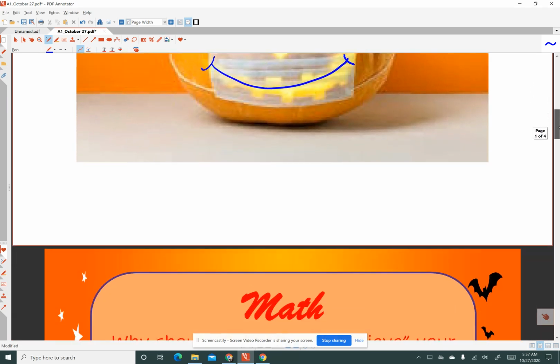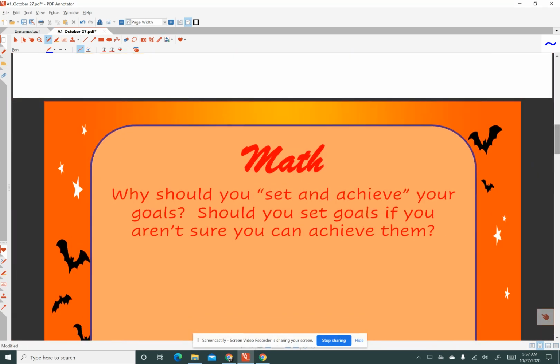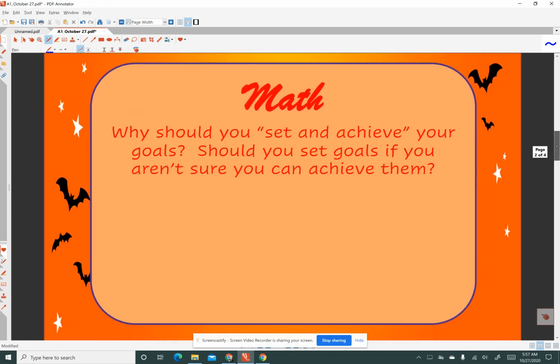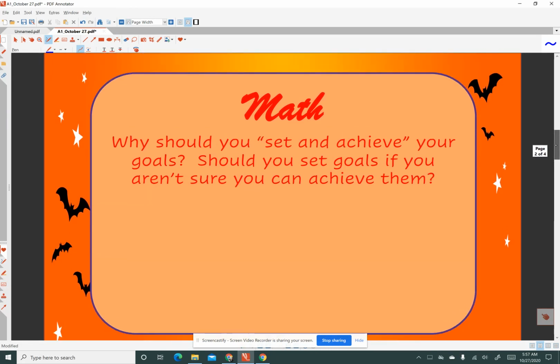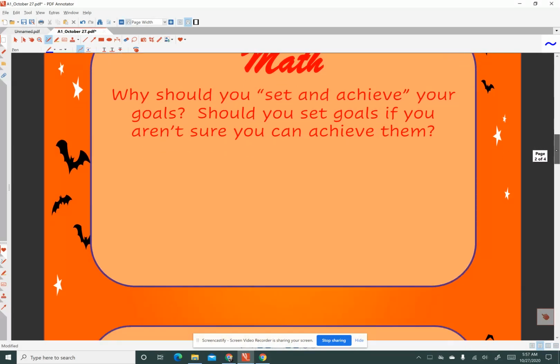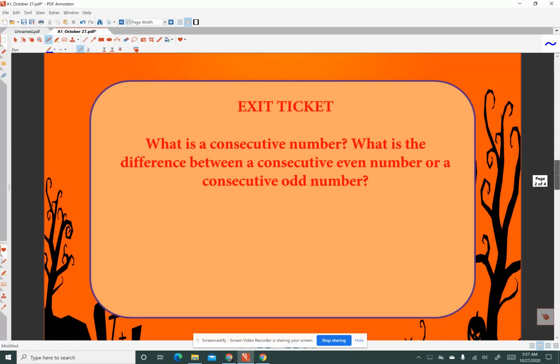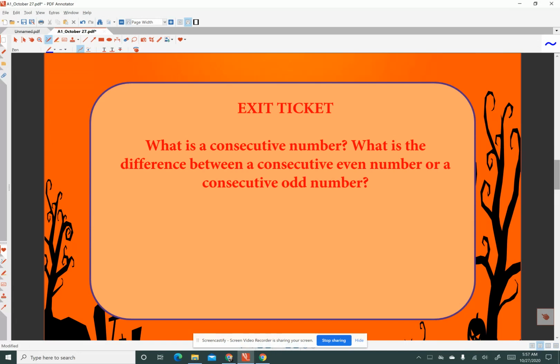So that's today's pumpkin. So our do now that we discussed was, why should you set and achieve goals? And should you set goals even if you aren't sure you can achieve them? And I hope you do that. It's great to always have something to work toward. And this is our exit ticket question. We will come back to that. What is a consecutive number? And what is the difference between a consecutive even number and a consecutive odd number?